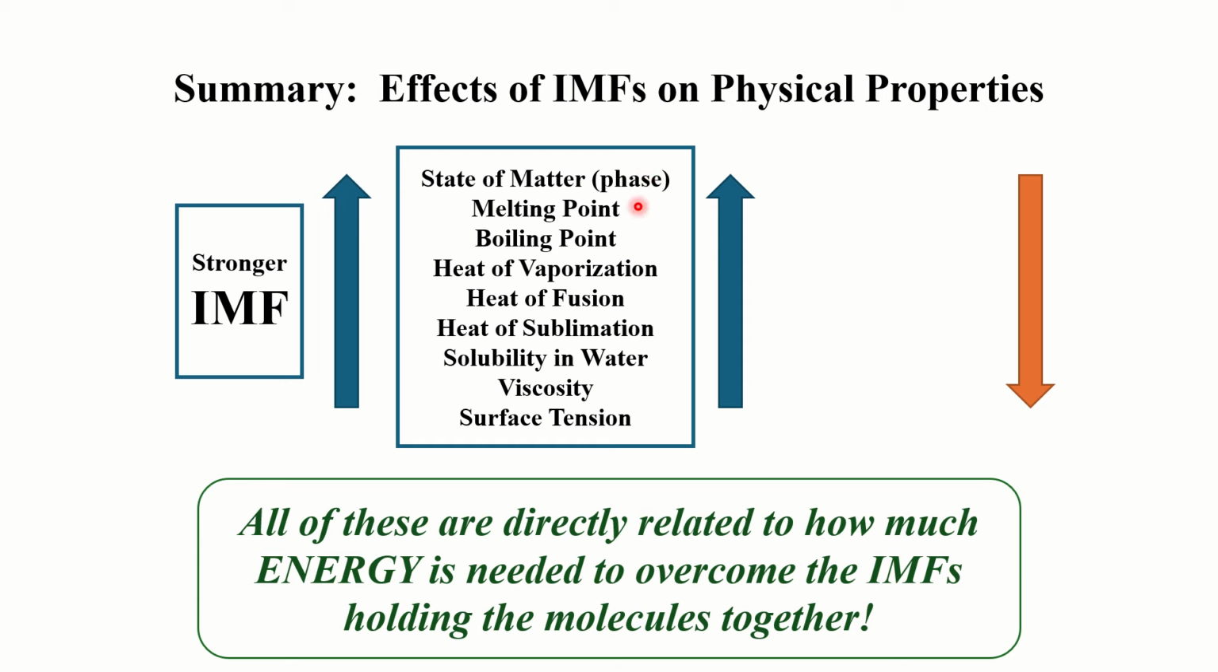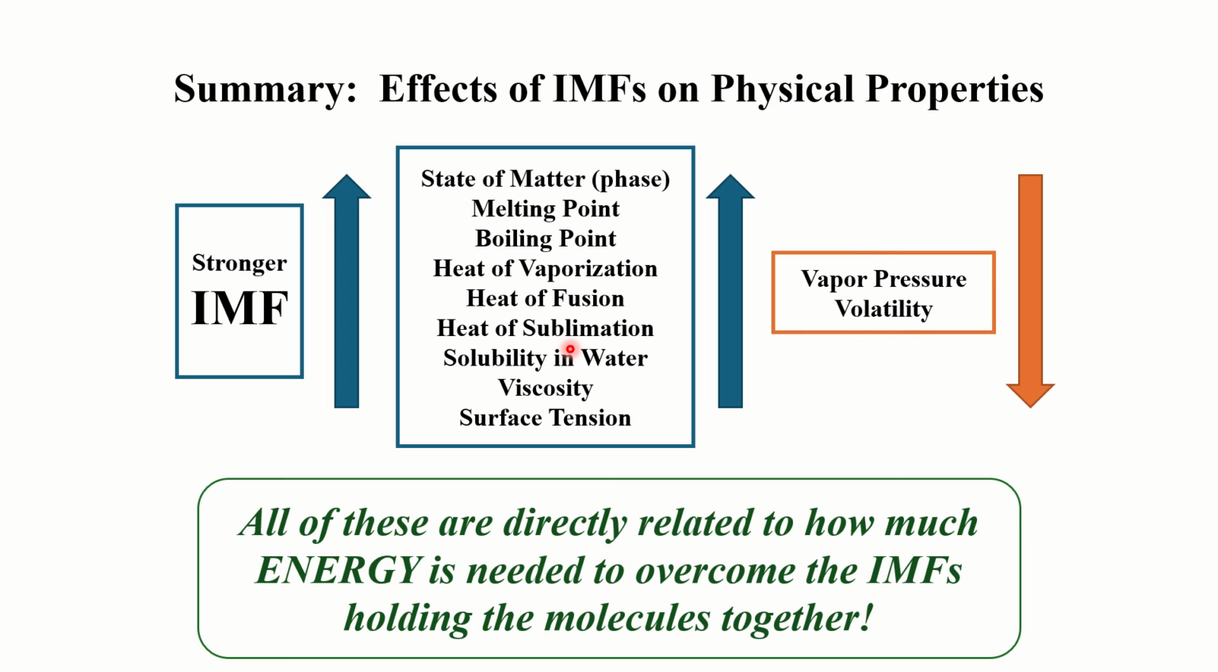Melting point and boiling point will increase along with the heat of vaporization, which is the phase transition from a liquid to a gas or a vapor, and the heat of fusion, which is the phase transition from a solid to a liquid, as well as the heat of sublimation. Sublimation is the direct conversion from a solid to a gas, which is actually just the sum of these two heats. The solubility of water, viscosity, and surface tension will all also increase as intermolecular force strength increases.